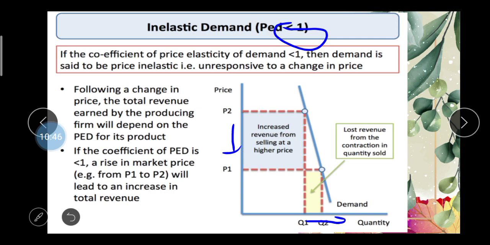So if the coefficient of PED is less than 1, a rise in the market price from P1 to P2 will lead to an increase in the total revenue. Here you see that if the price decreases from P2 to P1, there are minor changes in quantity and higher changes in price. That's why the elasticity we get is less than 1. So it's called relative inelastic demand.